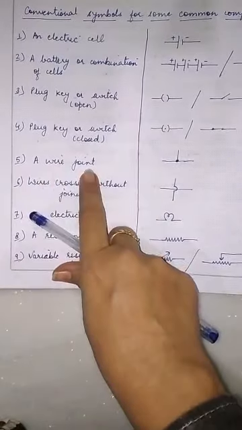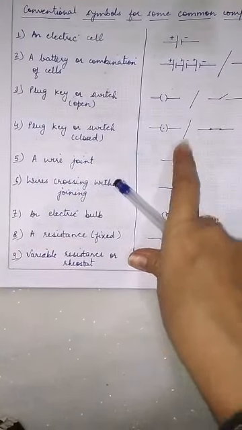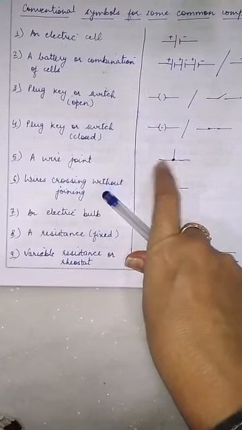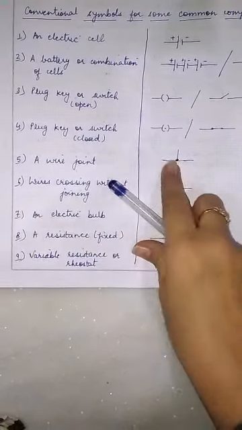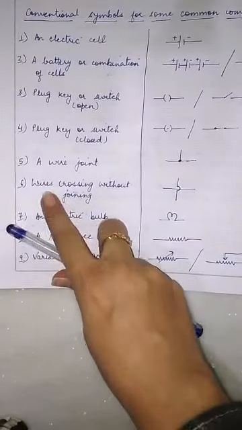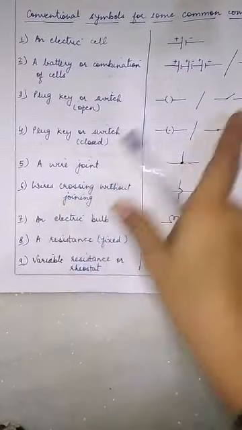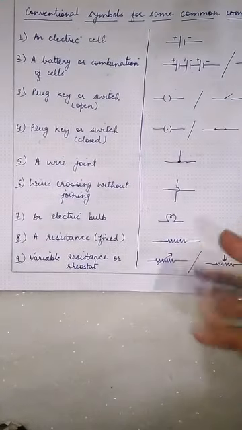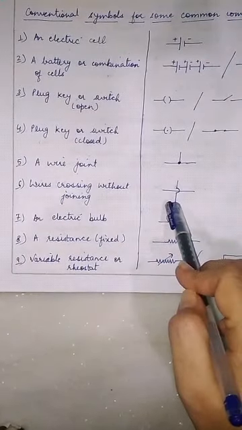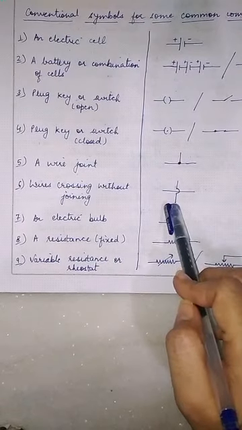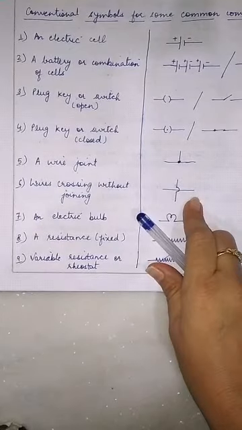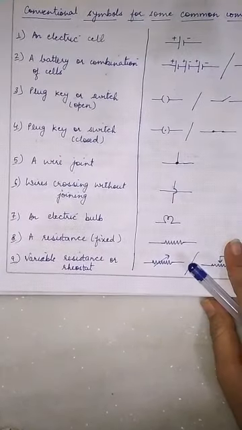Next is a wire joint. Consider there are two wires joining at a point. We show the joint by this diagram or by this symbol. Next is wires crossing without joining. Because it's a two-dimensional page, we cannot show two wires crossing each other as we would see them three-dimensionally, but on the two-dimensional page, we can show these two by this diagram.